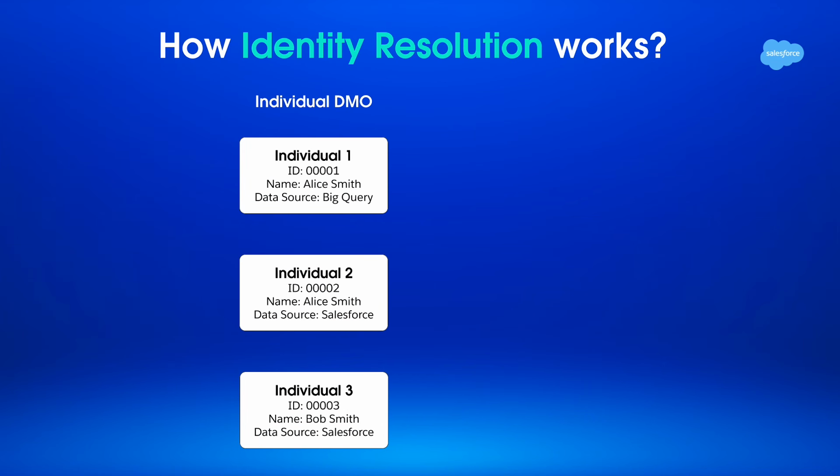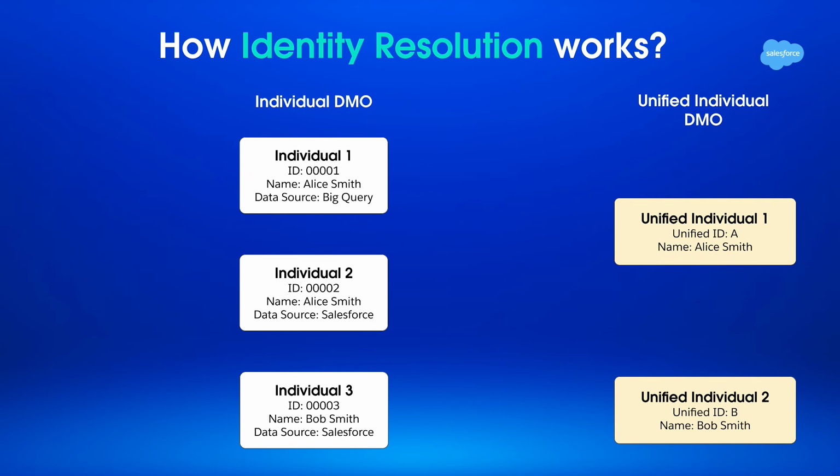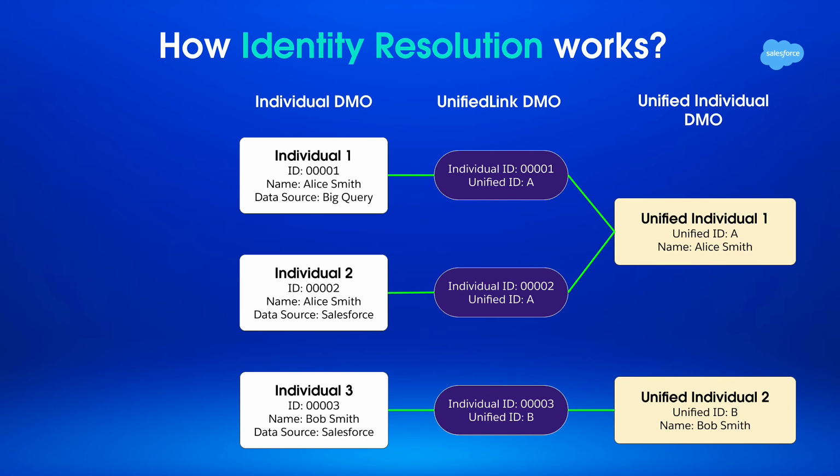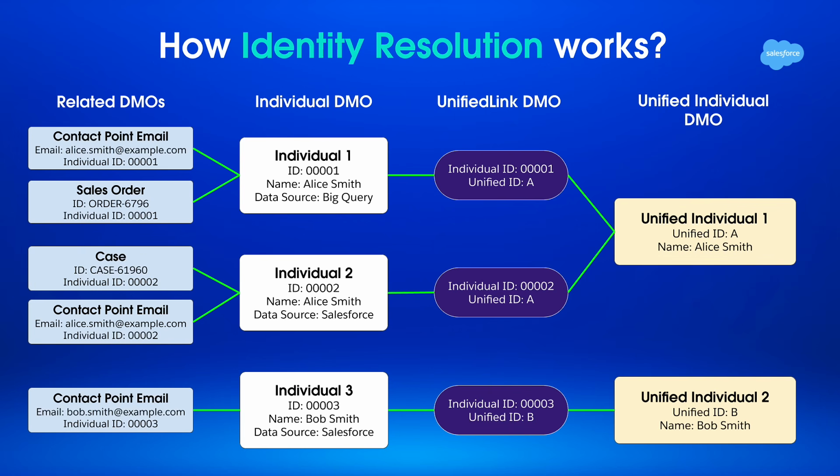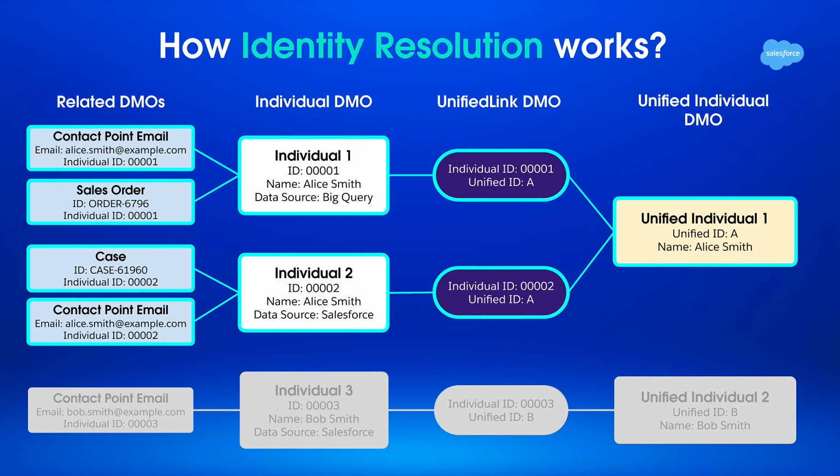Identity resolution doesn't merge individual records. That is, it doesn't keep the winning individual record and delete the losing individual records. Instead, it creates a new unified individual record with the merged data. And this unified individual record is linked back to the source individuals using another junction DMO that is called unified link. The other DMOs retain their relationships to the original individual record, but through these link records, we have a way to link all this data back to a single unified individual.